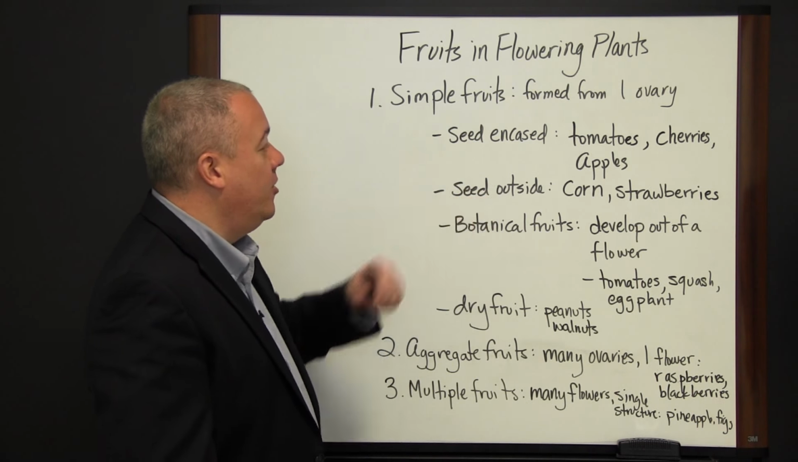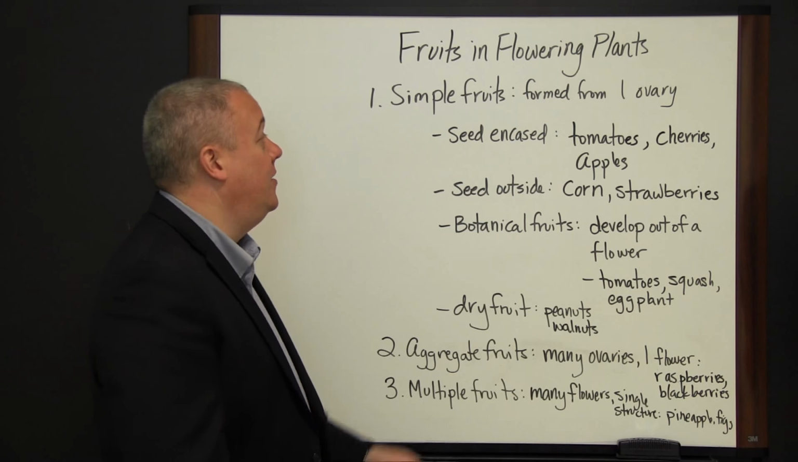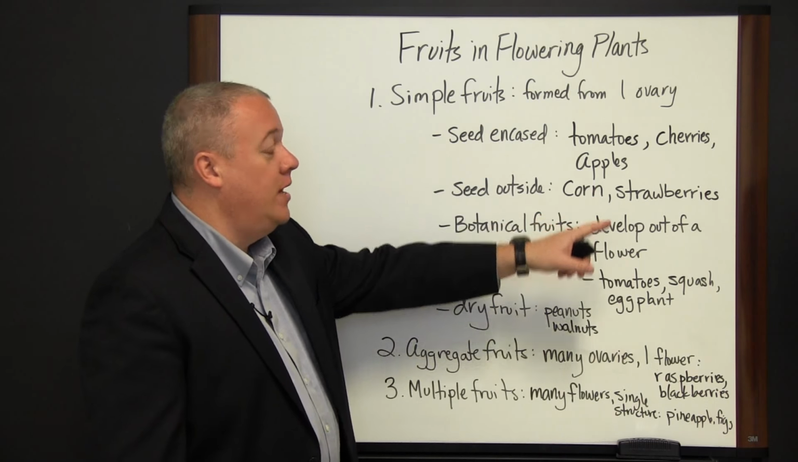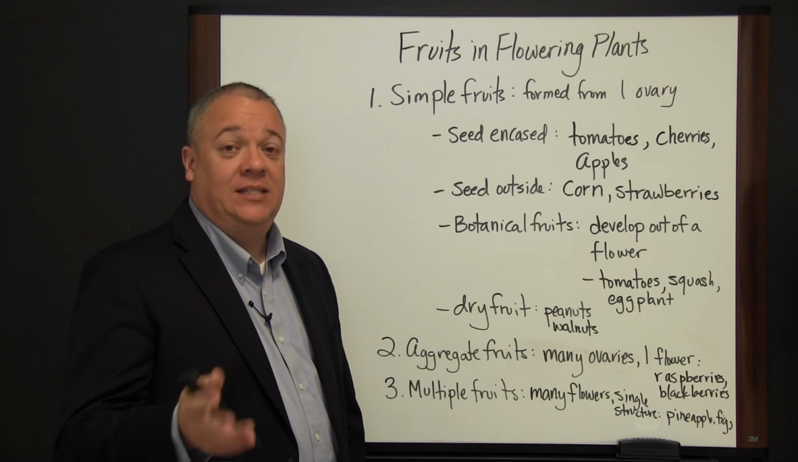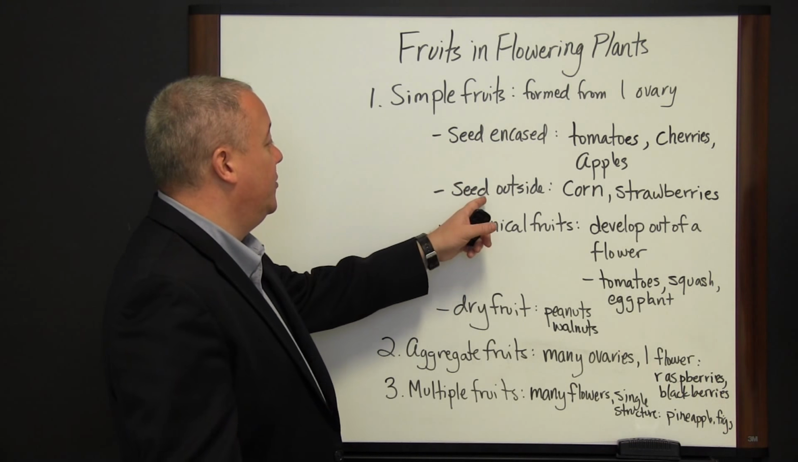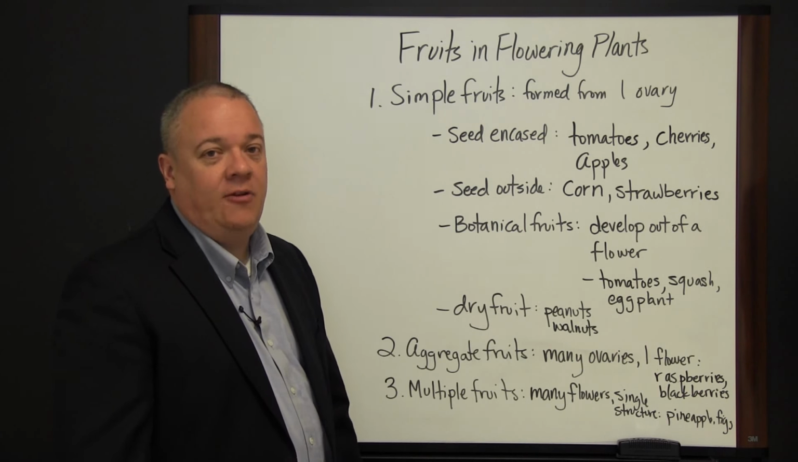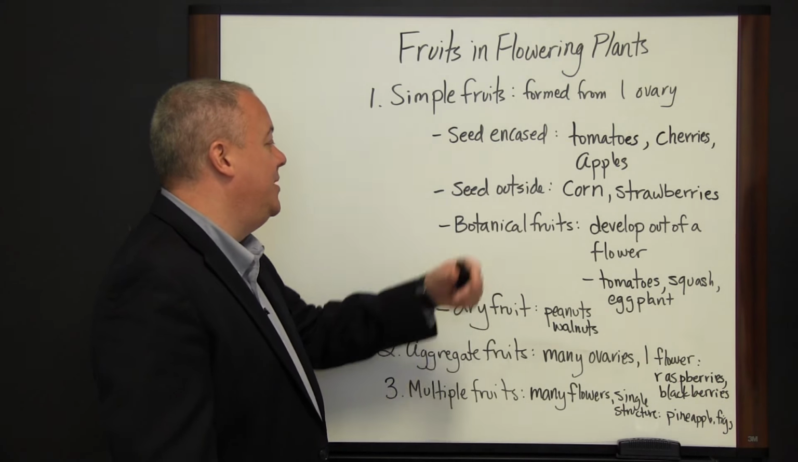Also within this category, you can have the seeds on the outside. So it's still a simple fruit from one ovary, but the seeds are on the outside. Things like corn and strawberries would be examples then of simple fruits with the seeds on the outside rather than encased. And then the last category we want to look at under simple fruits is botanical fruits.